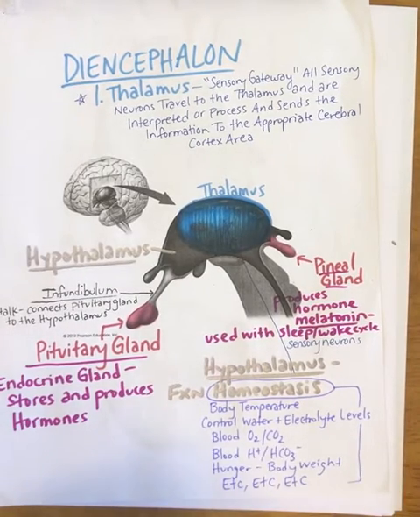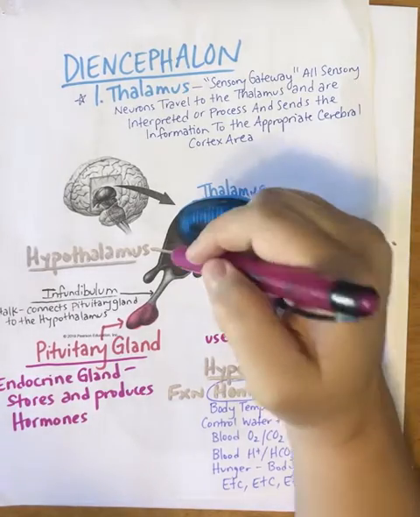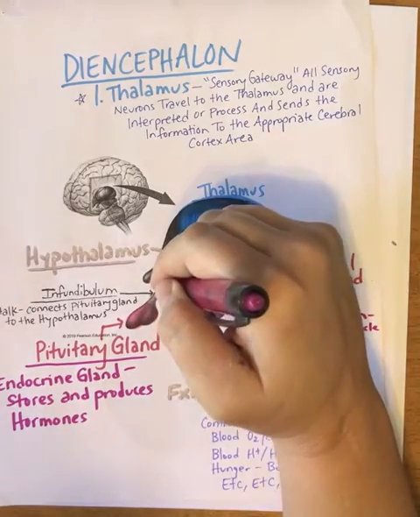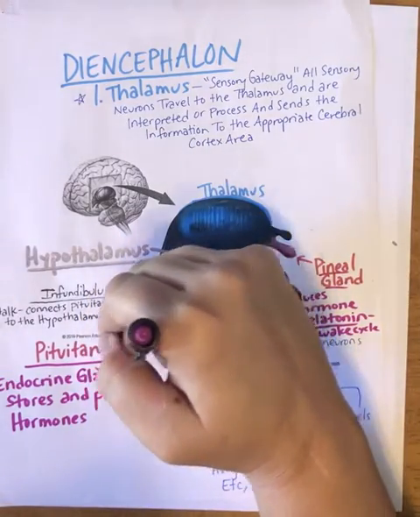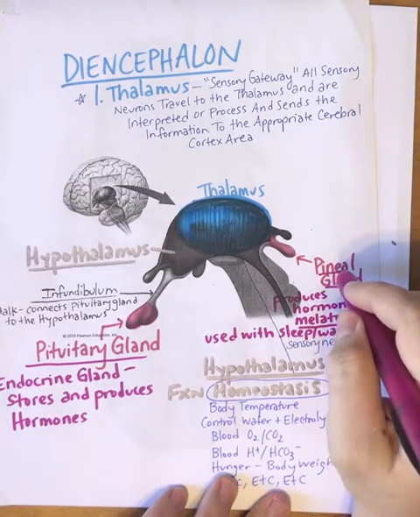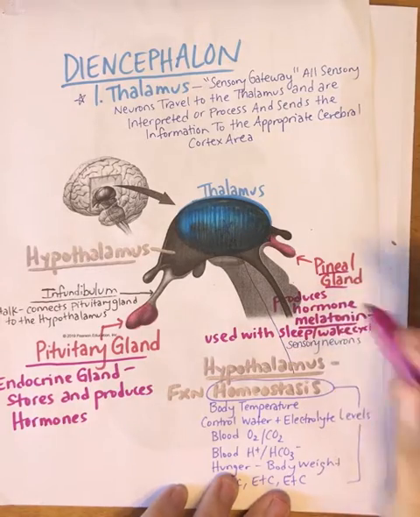When you say sleep-wake cycle, that is going to be circadian rhythms. So we're going to talk a little bit about the sleep-wake cycle, but these are all the structures of the diencephalon. The thalamus is the sensory gateway. Then you have your hypothalamus, hypo for homeostasis. The infundibulum is the stalk. Pituitary gland is an endocrine gland that stores and produces hormones. But the pineal gland produces a specific hormone, melatonin, used with our sleep-wake cycle.